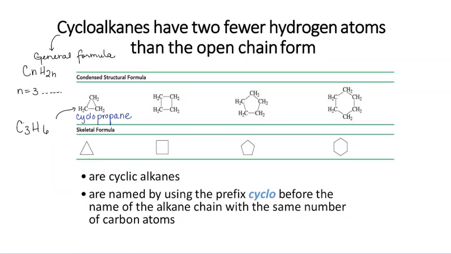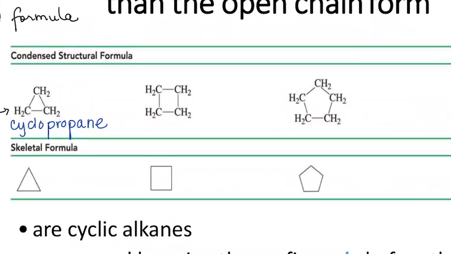Okay, let's put it in the chat. What do you guys think is going to be the name for the cyclic 4-carbon cycloalkane? Great job, you guys. This is cyclobutane. What about the one that looks like a pentagon? What would be the name? Great, this is cyclopentane.